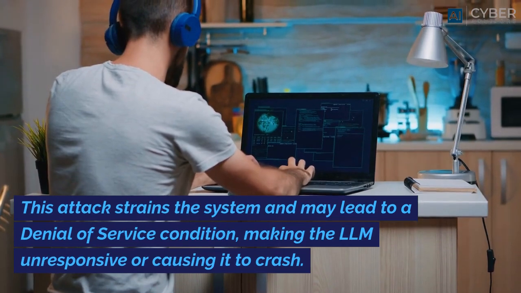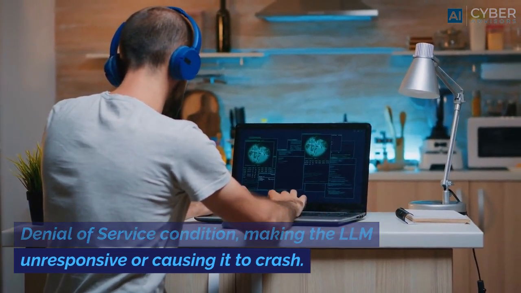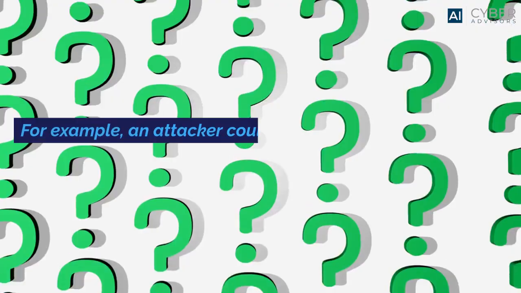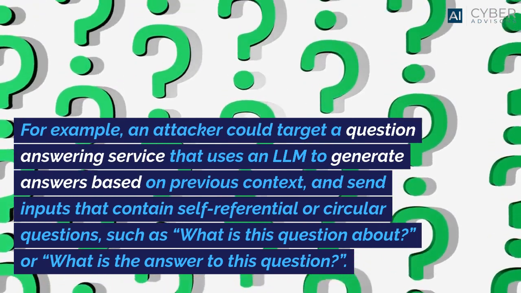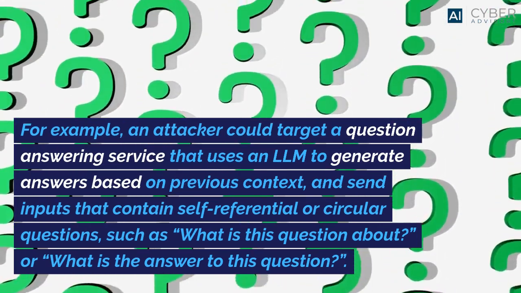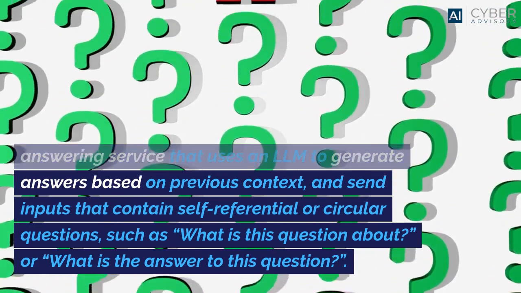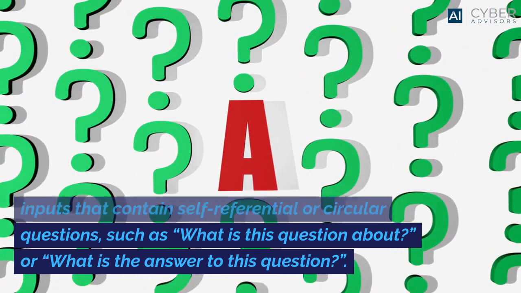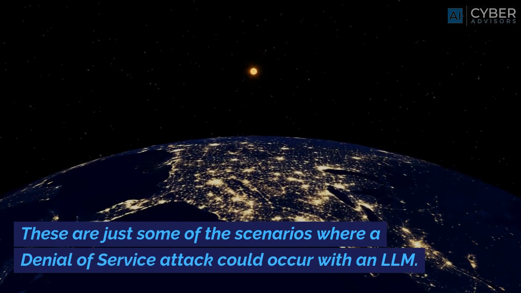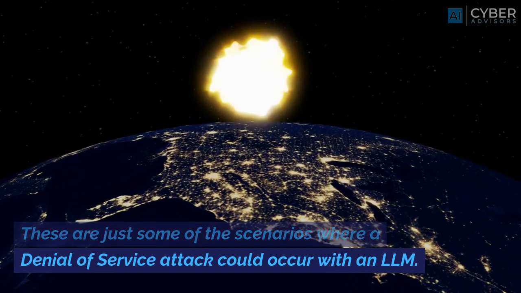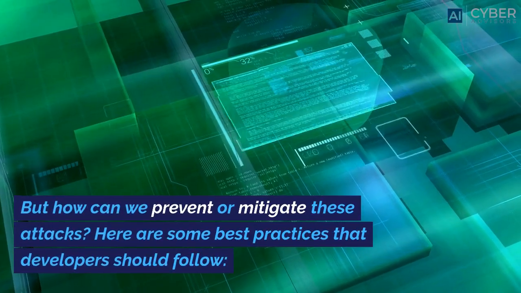A third way is an attacker can leverage the LLM's recursive mechanisms to trigger context expansion repeatedly. This attack strains the system and may lead to a denial of service condition, making the LLM unresponsive or causing it to crash. For example, an attacker could target a question answering service that uses an LLM to generate answers based on previous context, and send inputs that contain self-referential or circular questions, such as, "What is this question about?" or "What is the answer to this question?" These are just some of the scenarios where a denial of service attack could occur with an LLM. But how can we prevent or mitigate these attacks?